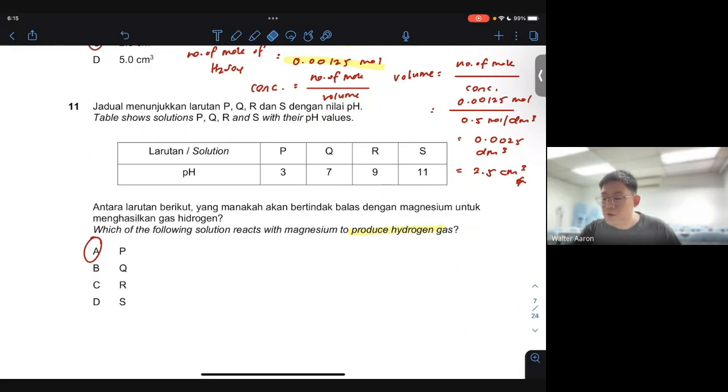Q is neutral, doesn't react with magnesium. R and S are both alkaline substances. They will not react with the magnesium at all. So the only possible substance over here that can produce hydrogen gas with magnesium is actually P, which has an acidic pH value.